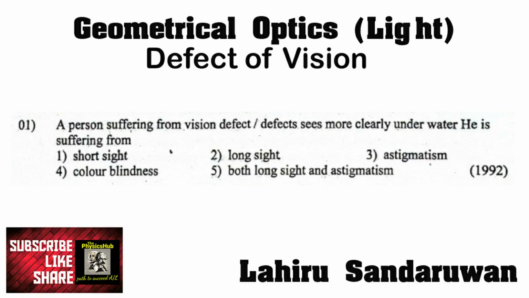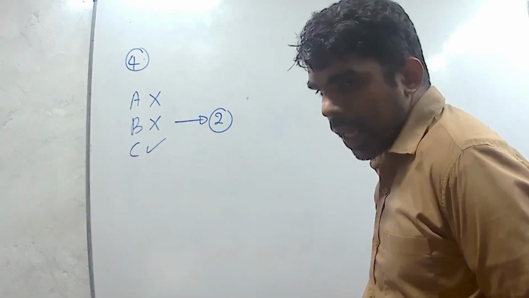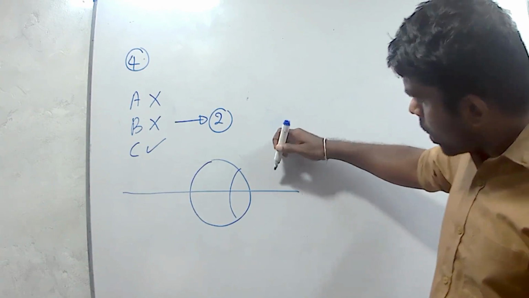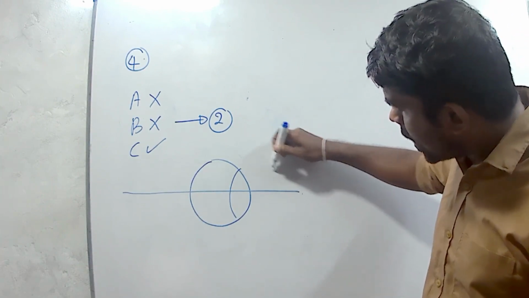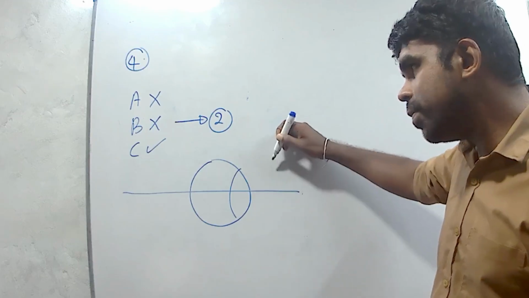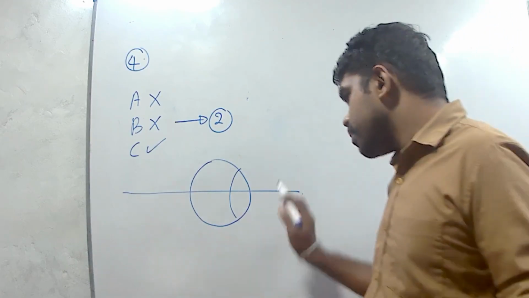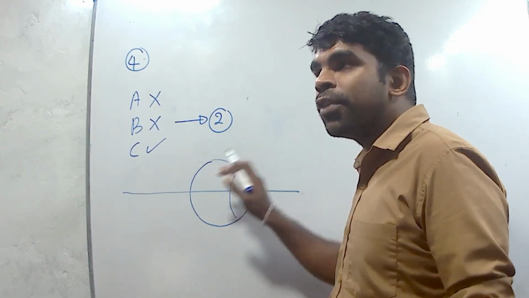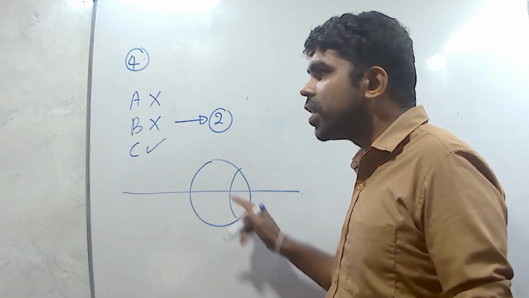A person suffering from a vision defect sees more clearly underwater. He is suffering from... We know that underwater, the refractive index of the outer medium is a greater value when compared with the refractive index of air.